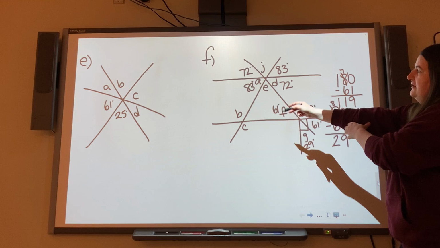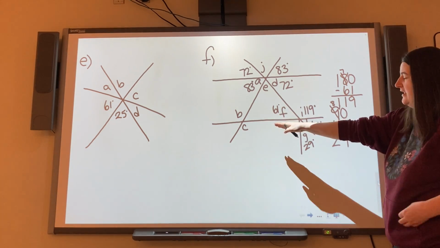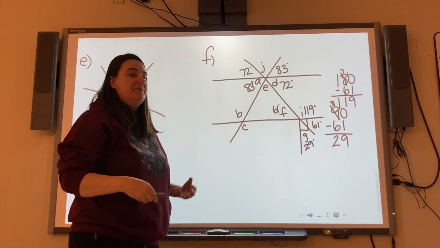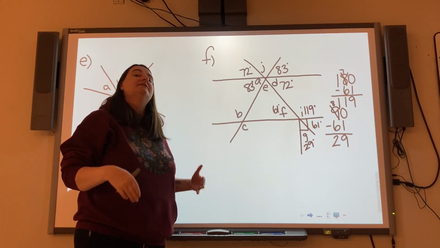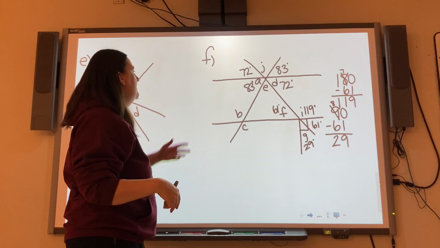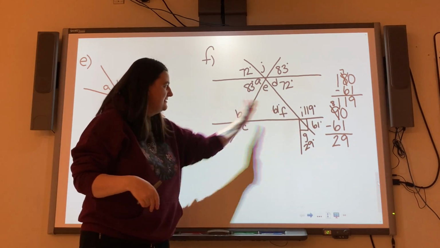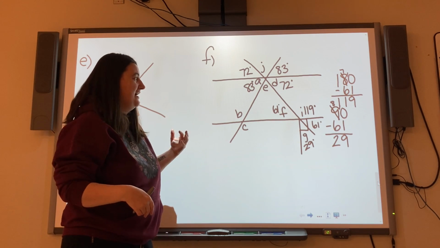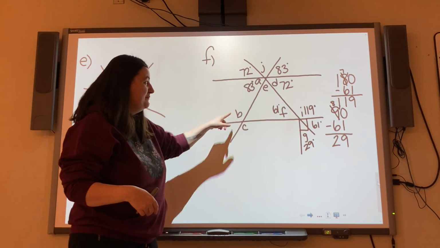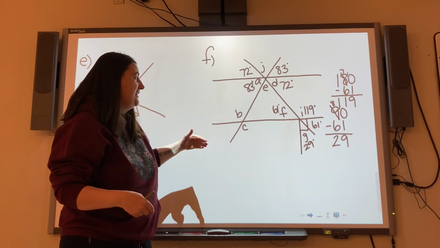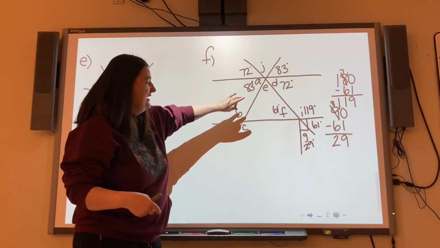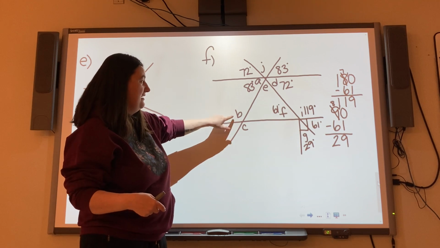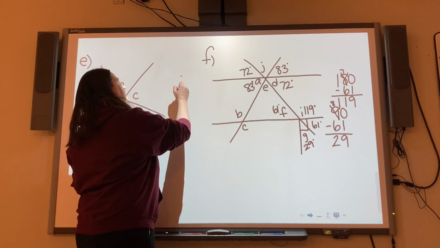Now I'm going to move up here, or I can actually, I'm going to start over here. So angle B and angle C. Now remember, co-interior angles add up to 180. I've got parallel lines, and remember the angles inside the lines are the ones that are going to add up to 180. So A and B are co-interior angles. They're going to add up to 180. So if I take 83 away from 180, I'm going to get angle B.